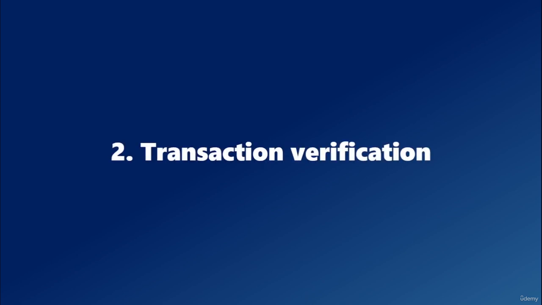Number 2. Transaction verification. Once initiated, the transaction is broadcasted to the network of nodes. Each node receives the transaction and verifies its validity by checking the digital signature, ensuring that the sender has the necessary funds or meets the conditions specified in a smart contract.